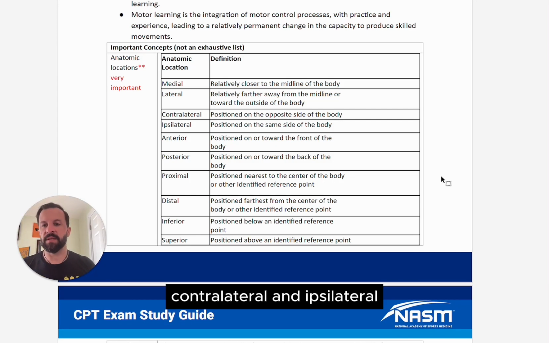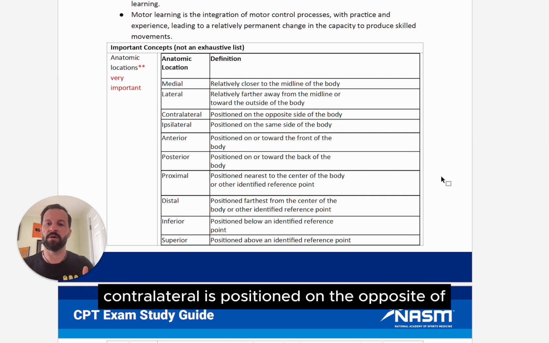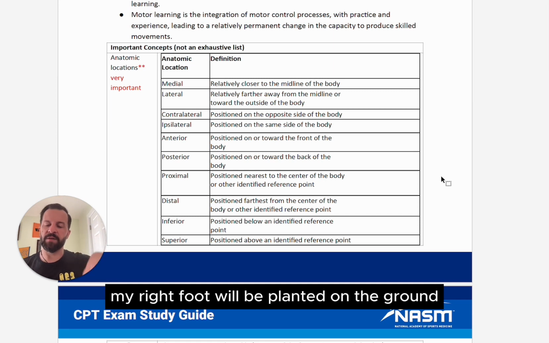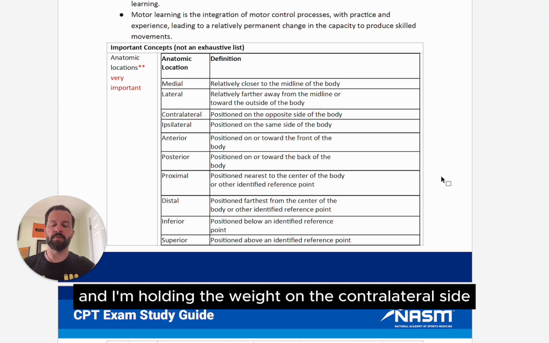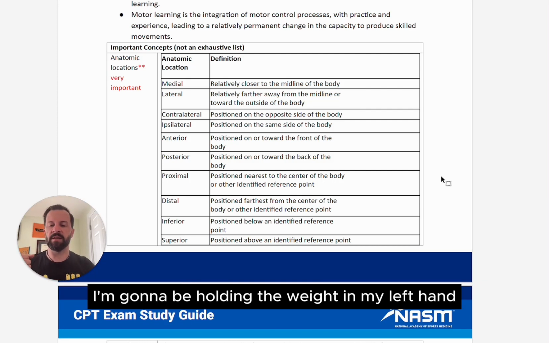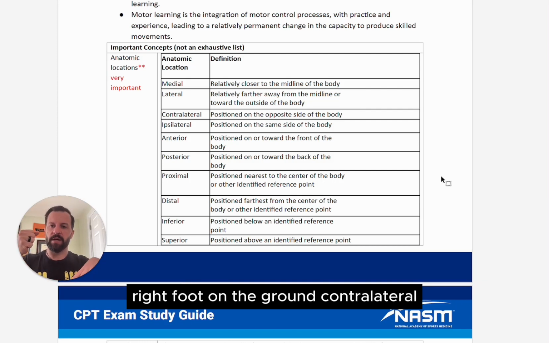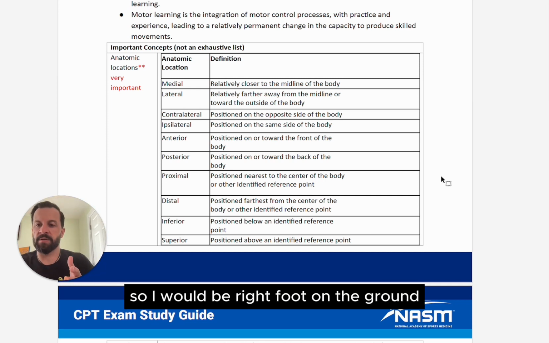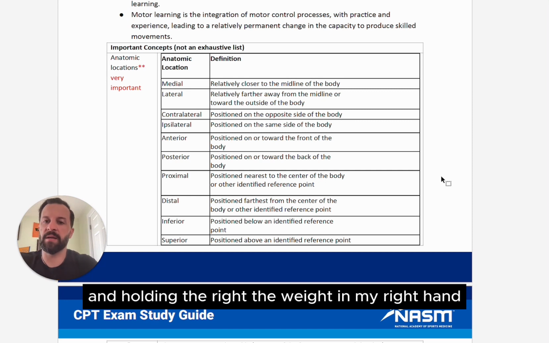Contralateral and ipsilateral, we're thinking of these ones. Contralateral is positioned on the opposite side of the body. So if I said my right foot will be planted on the ground and I'm holding the weight on the contralateral side, that means I'm going to be holding the weight in my left hand. Right foot on the ground, contralateral. Ipsilateral, just being the same side. So I would be right foot on the ground and holding the weight in my right hand.